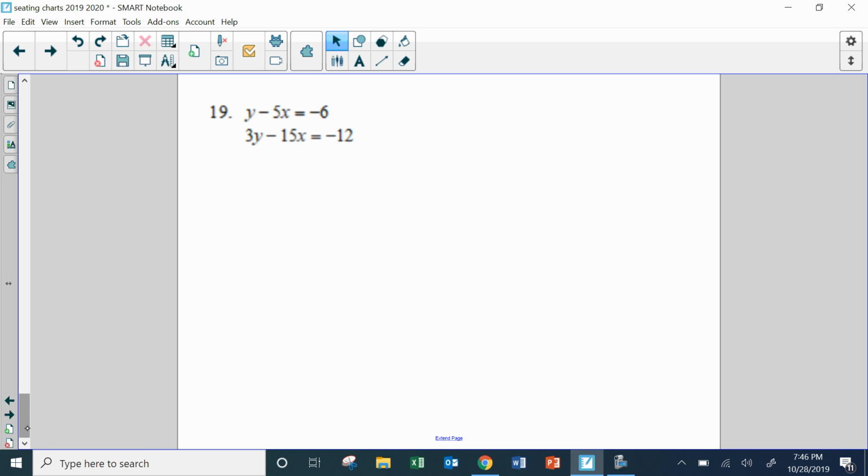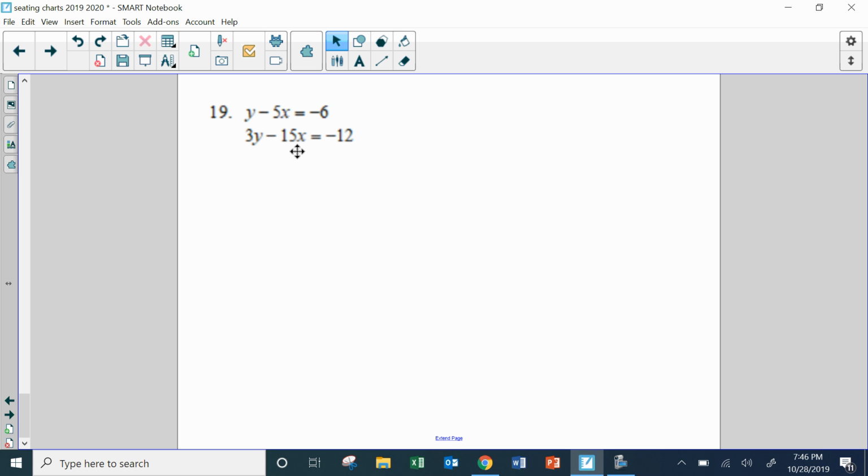I'm going to multiply through by 3. And if I multiply through by 3, the first thing I'm going to check is do I get the same exact equation? Because if I do, then I know it's infinite solutions. Well, if I multiply y by 3, I get 3y. If I multiply negative 5x by 3, I get negative 15x. If I multiply negative 6 by 3, I get negative 18, though. So I do not get the same equation.